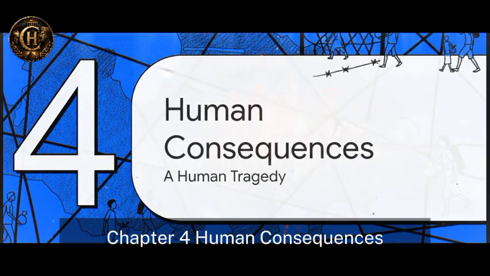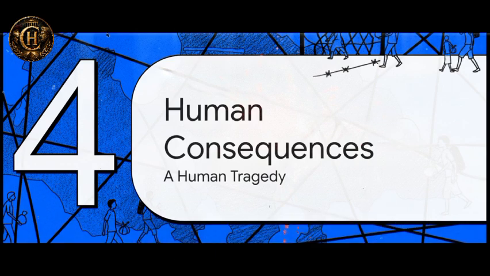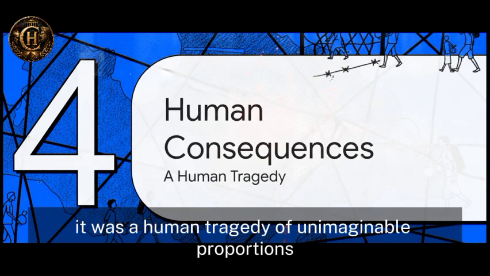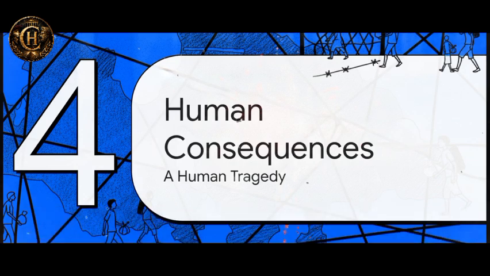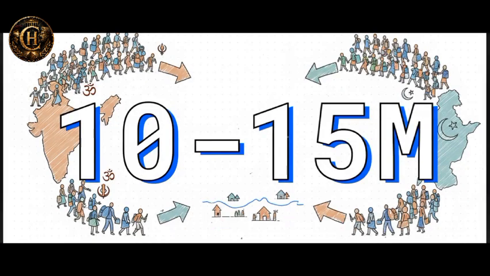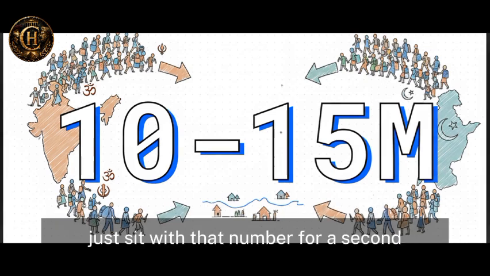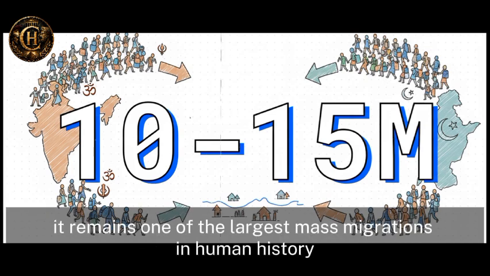Chapter 4, Human Consequences. What happened next wasn't just some geopolitical shift. It was a human tragedy of unimaginable proportions. 10 to 15 million. That is the estimated number of people who were displaced. Just sit with that number for a second. It remains one of the largest mass migrations in human history.